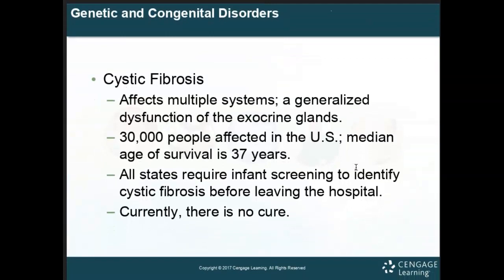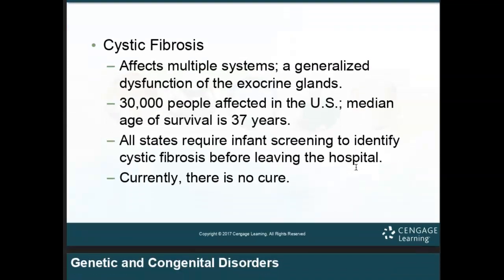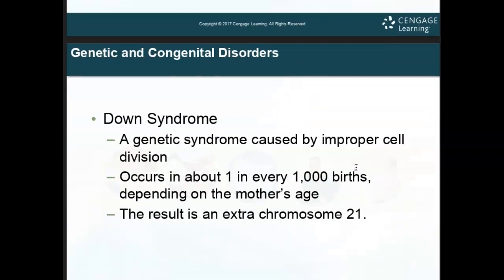And then there's cystic fibrosis. It affects multiple systems. It's a generalized dysfunction of the exocrine glands. 30,000 people are affected in the United States. The median age of survival is up to 37 years, which has actually gone up. It used to be less than that. All states require infant screening to identify cystic fibrosis before leaving the hospital, and currently there is no cure.